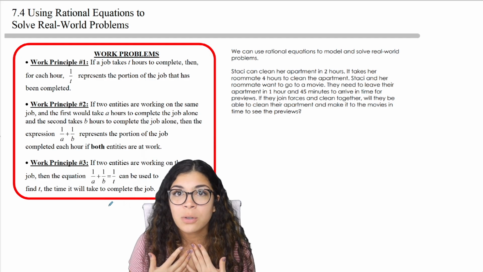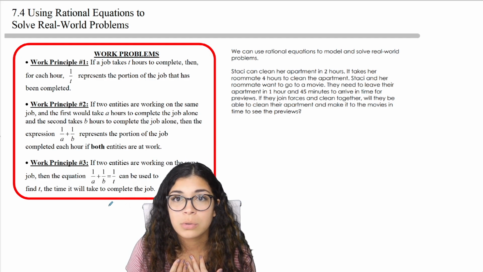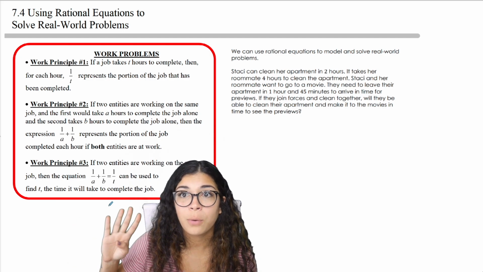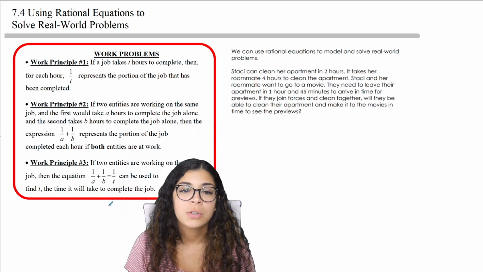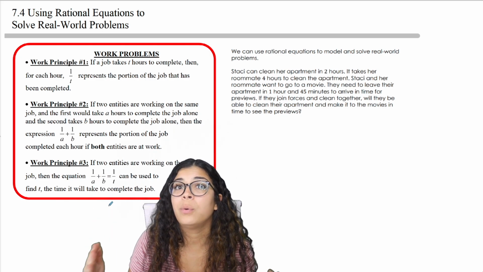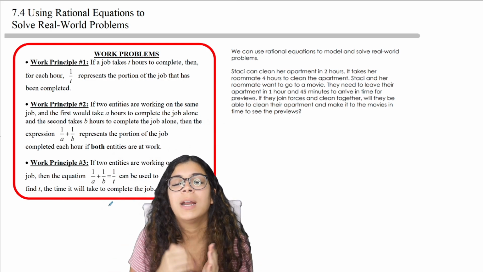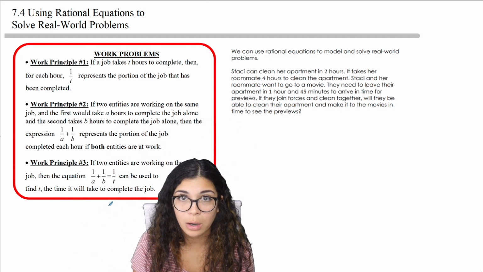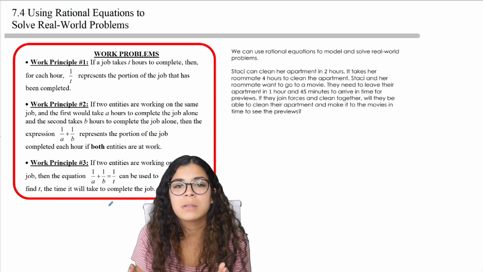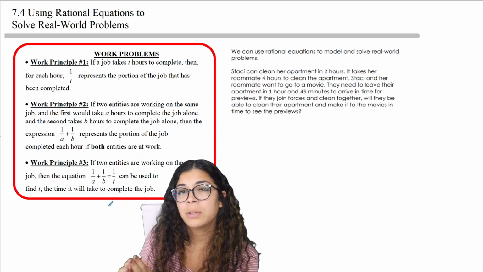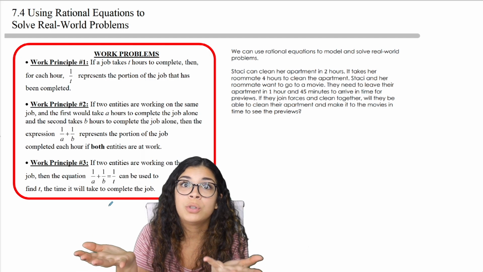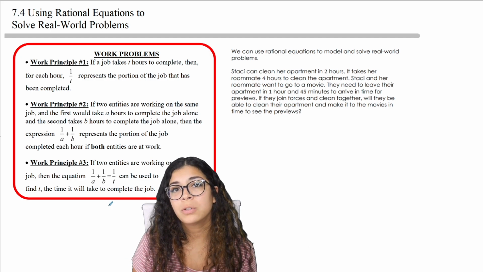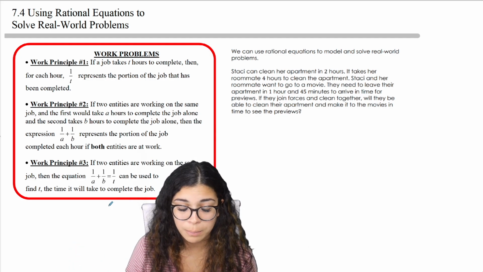So me doing it alone, it's 2 hours, right? So mine would be 1/2, and her doing it alone is 4 hours, so hers is 1/4. So the portion of the job, if we were doing it together, would be 1/2 plus 1/4, and that would represent the portion of the job that is completed every hour if we were doing it together, okay? So it makes sense because you're taking how much it would take me to do it alone, how much it would take my sister to do it alone, and if we were doing it together, you add them together, okay? And that would represent, again, how much is completed per hour.